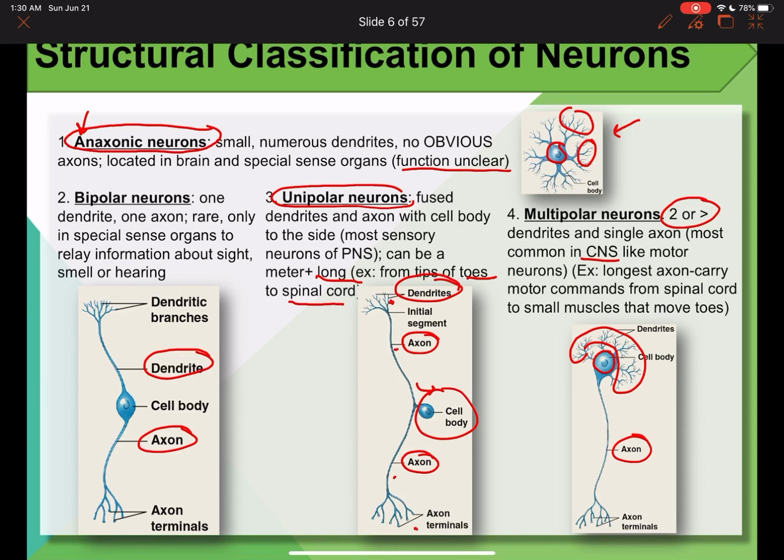And again, just like unipolar neurons, they can be very long, all the way up to a meter long. They have the longest axons of anything, and therefore carry motor commands from the spinal cord toward small muscles that help move your toes, for example, that we talked about in the muscle lab. That's why they are more abundant in the central nervous system, because they carry commands from your spinal cord to your effector tissues, whereas unipolar neurons carry sensory information.